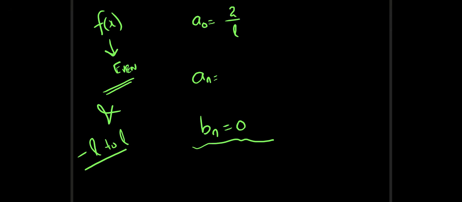So look at this, a0 will exist, but we will integrate only 0 to L f of x dx. And an will also exist, that will be 2 by L integral 0 to L f of x cos n pi x by L dx. So let's try out.